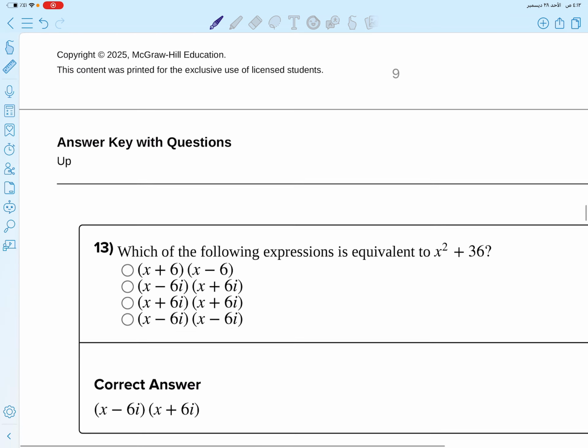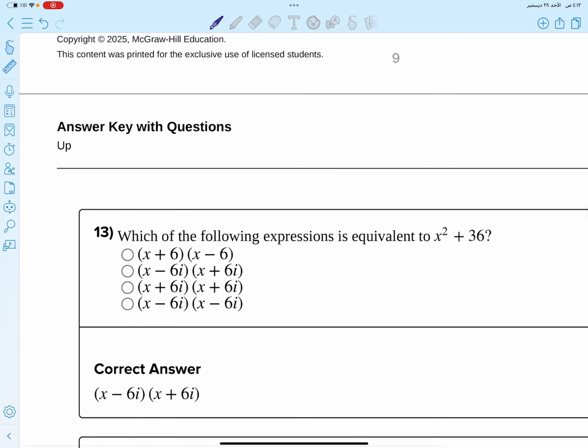Number 13. Which of the following expressions is equivalent to x squared plus 36? We have positive here, so it's going to be (x plus 6i) and (x minus 6i) to factor it. We have plus 6i with plus, so negative is going to be with i.